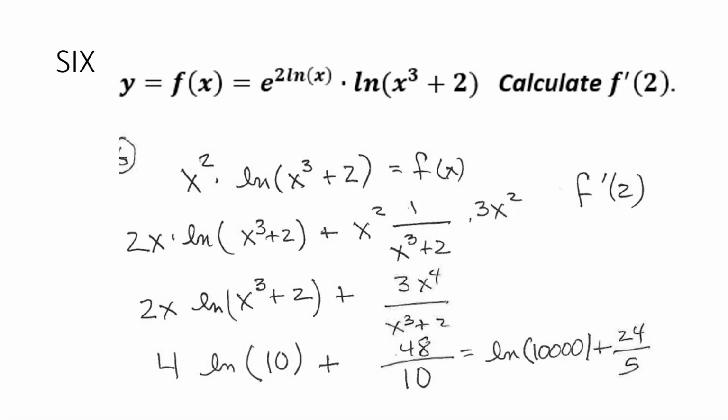Problem 6, you should observe that e to the 2 ln x is the same thing as x squared, so this is simply a product rule. It's the derivative of the first times the second, plus the first times the derivative of the second using the chain rule, and we substitute x to be 2, and so we get 4 ln of 10, and that's the same thing as the ln of 10,000, and when we substitute here, we get 48 over 10, or 24 over 5 in those terms. So this is the answer you should have had for problem number 6.